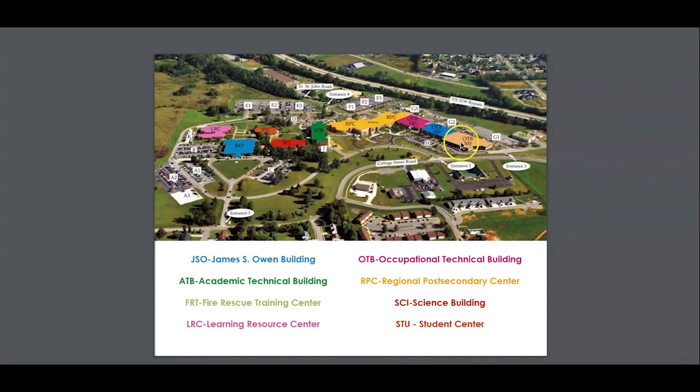You can see at the bottom of our hill, the OTB building is connected to the RPC building, which is then connected to the ATB building. Therefore, if you are in any of these buildings, you can access those neighboring buildings without ever going outside. However, the Science building is an independent building, as well as the Student Center, the JSO building, and the LRC building.